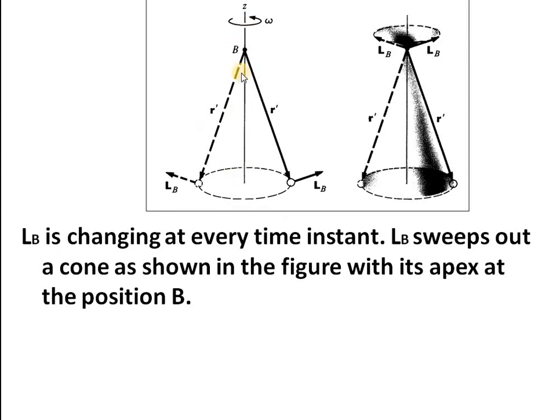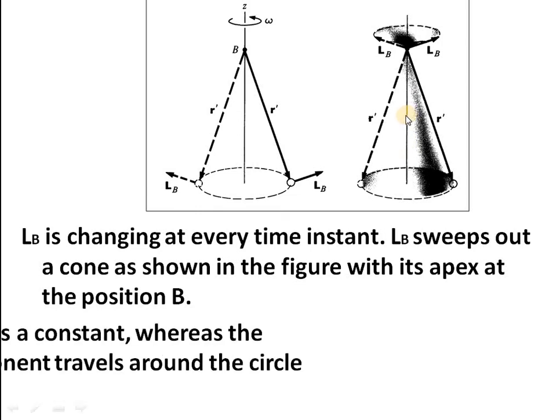LA is always directed upward, whereas LB is directed in different directions, different dimensions. And you can say LB sweeps out a cone as shown in the figure. Okay, LB is sweeping out a cone. If you displace all the LB components upward, you will see that they will trace out a cone. So LB makes a cone in space, whereas LA is always directed in a particular direction.